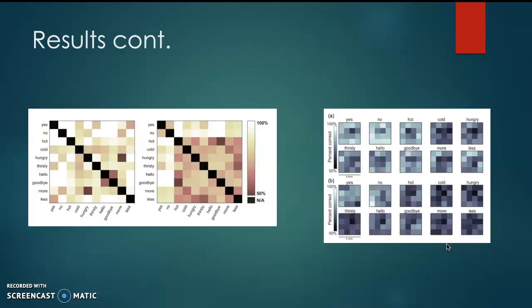Results continued. So on the left is classifying one word against another word and seeing how accurate it is. So did the user say yes or no, or more versus less? So it's just comparing all those. And the leftmost matrix is the one for the frontal motor cortex for the 5 best electrodes. The one on the right is for Wernicke's area 5 best electrodes.